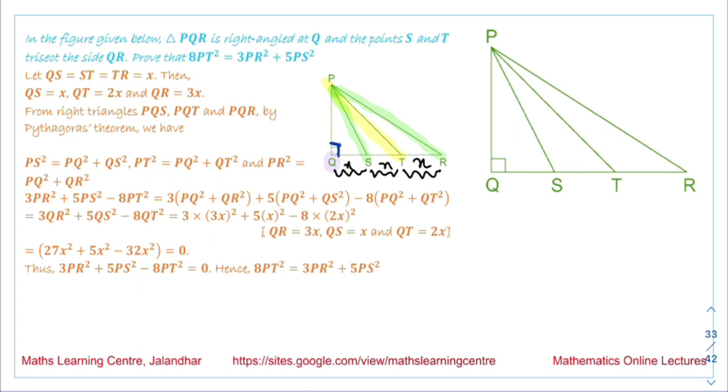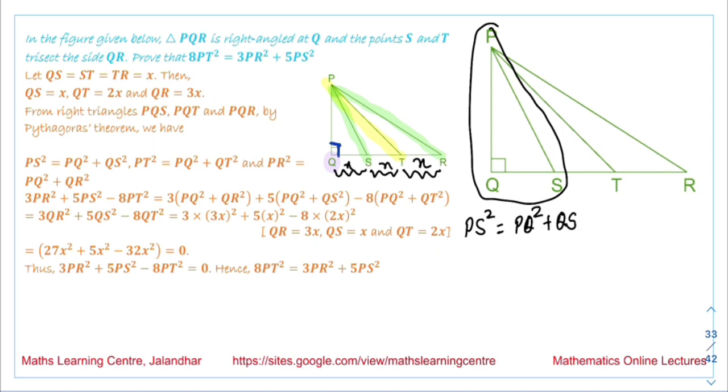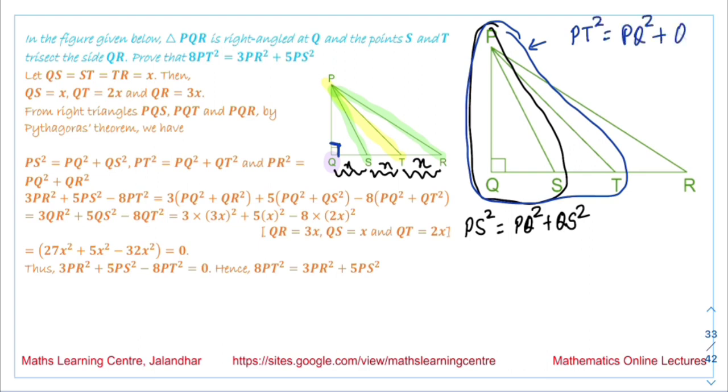So we are talking about the right angled triangles over here. If we consider first the right angled triangle PQS, for this triangle we have PS square is equal to PQ square plus QS square. Second, we are considering the triangle PQT. For this triangle we are saying PT square is equal to PQ square plus QT square.